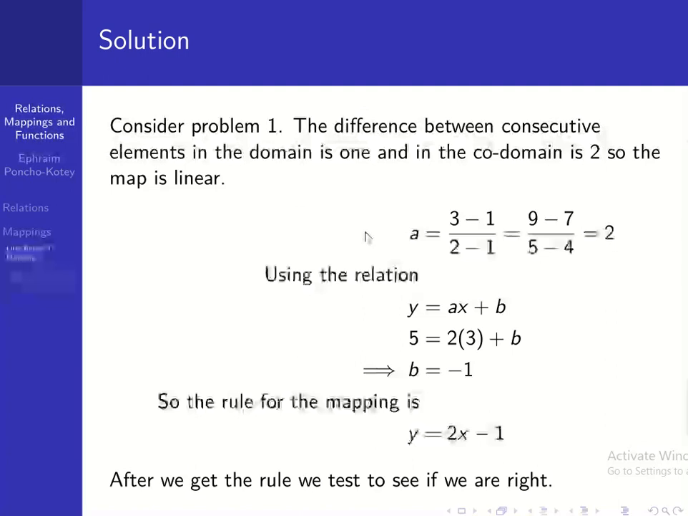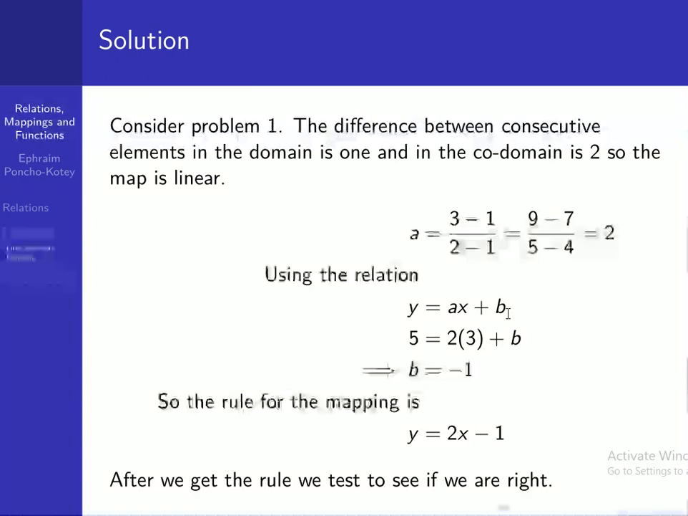I try to find my B. Now, like before, I pick an X and I pick a corresponding Y. Now with this, I can find my B to be -1. Once I have my B, I can go back and substitute into this equation. Then I can get my rule for the mapping. But after you get the rule, you have to test with some values to check if it really works.